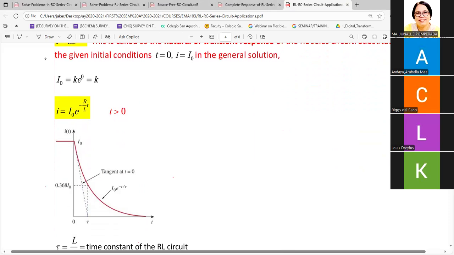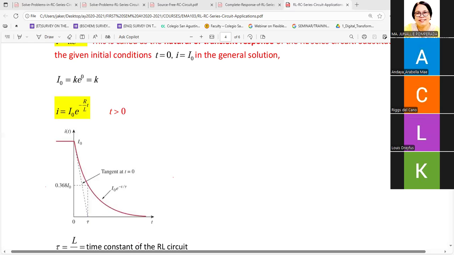So given the case wherein the problem is asking you to determine the current for a source-free RL circuit, this is the formula that you're going to use. If the RL circuit does not have the electromotive force equal to 0, meaning it's not source-free, then you cannot use that particular formula. You need to go back to the original concept that the voltage drops across all circuit elements, if added, should be equal to 0.